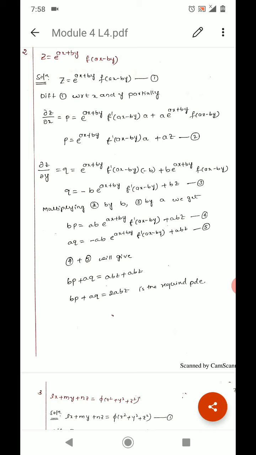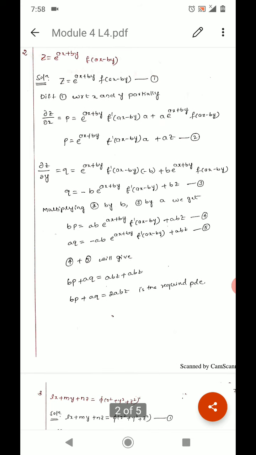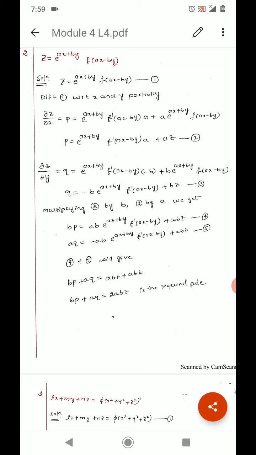plus again differentiation of first function, that means e power ax plus by becomes e power ax plus by into differentiation of ax plus by. Here ax becomes 0 plus b into y, differentiation of y is 1, so b into 1 is b, and second function, so keep it as it is, f of ax minus by. So q is equal to minus b into e power ax plus by f dash of ax minus by plus b into z. So take that as equation 3.